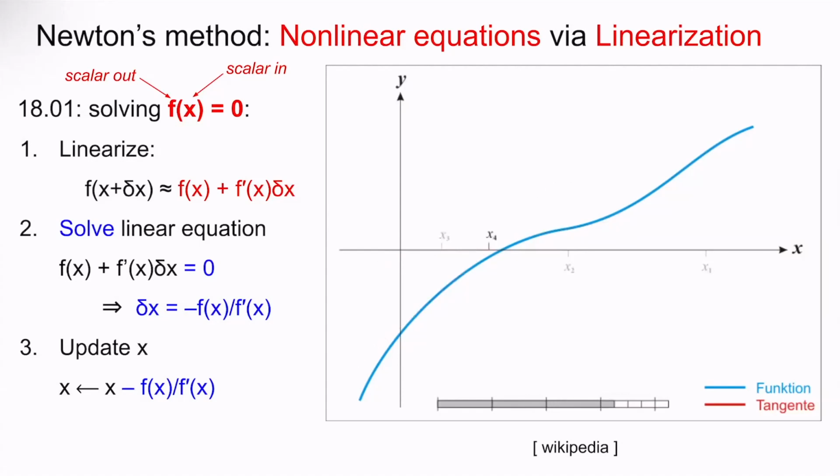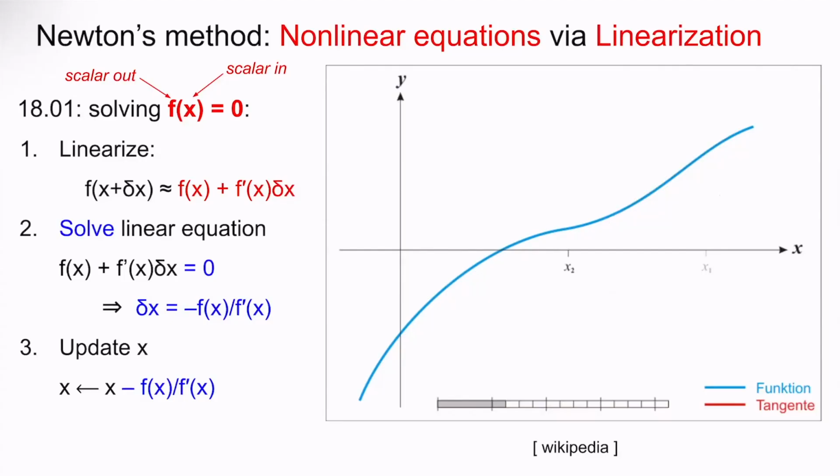On the right is a nice animation from Wikipedia that shows this process, starting from an x. What you're doing is approximating the function by its tangent. That's the red line, and that gives you the next x. You start with x1 on the right, which gives you x2, and then you linearize it again. You get x3, and then x4, and then very quickly, once you start getting close, this converges extremely fast.